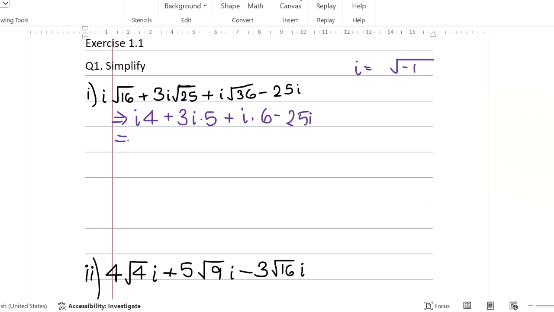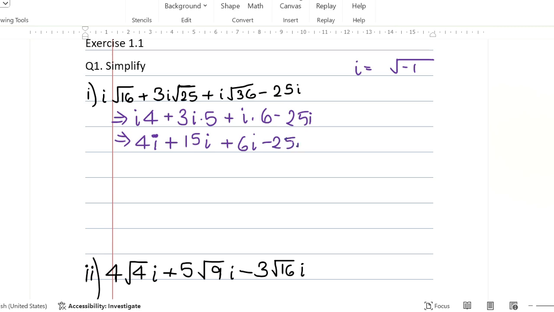अच्छा, अब इसे normally हम लोग कैसे लिखेंगे? i4 नहीं लिखते, you write 4i, right? 4i plus 3i into 5 क्या हो जाएगा? 15i plus i into 6, 6i minus 25i.